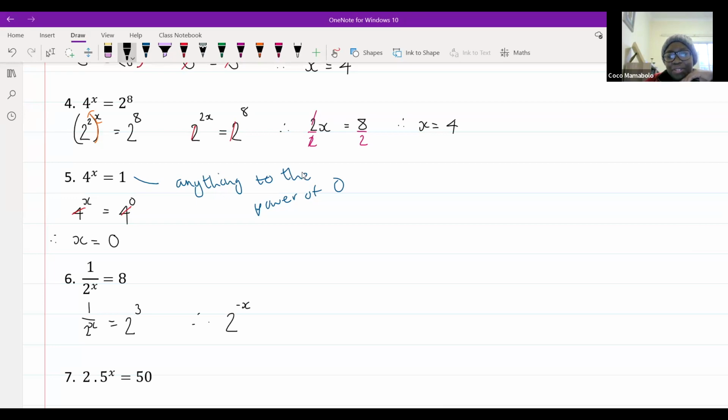Since I have the same bases, I'm going to equate my exponents. So I'm going to have negative x equals 3. But then I'm looking for x, not negative x. So I'm going to divide by -1.